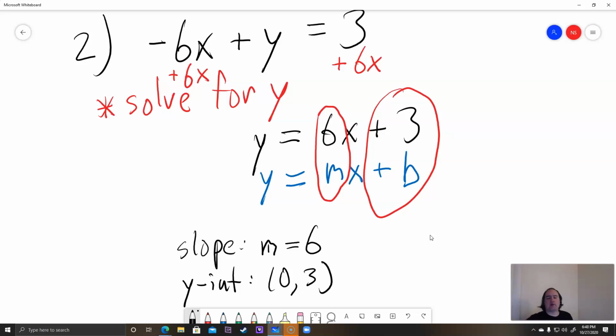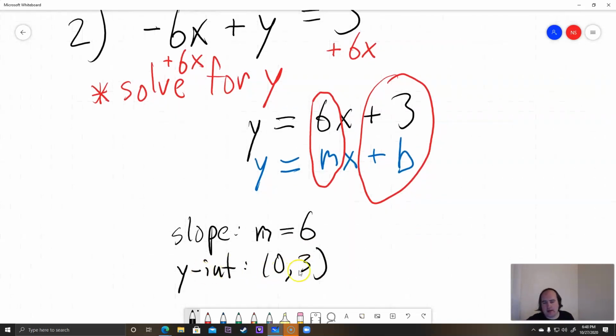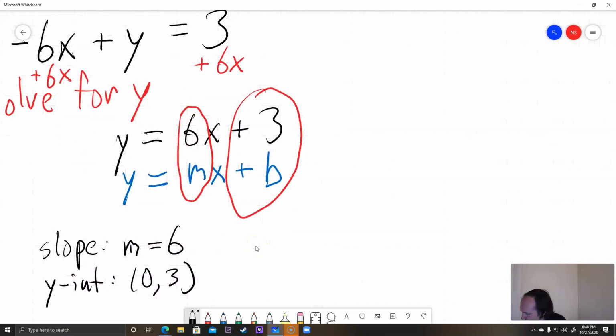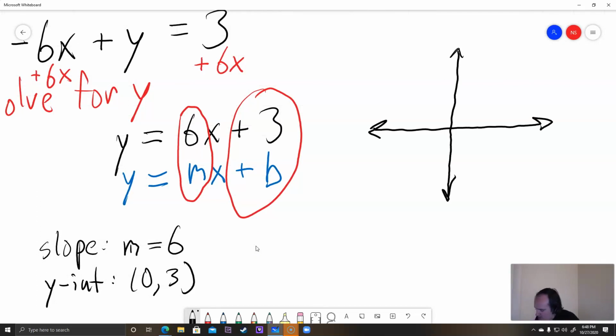Alright, and just like with the last problem, you basically want to graph the y-intercept first, and then you use the slope, which is the rise over the run, to find another point. Okay, so over here I'll do a quick sketch. So first we graph our y-intercept, which is 0 comma 3. So x is 0 and y is 3. So that's up here.